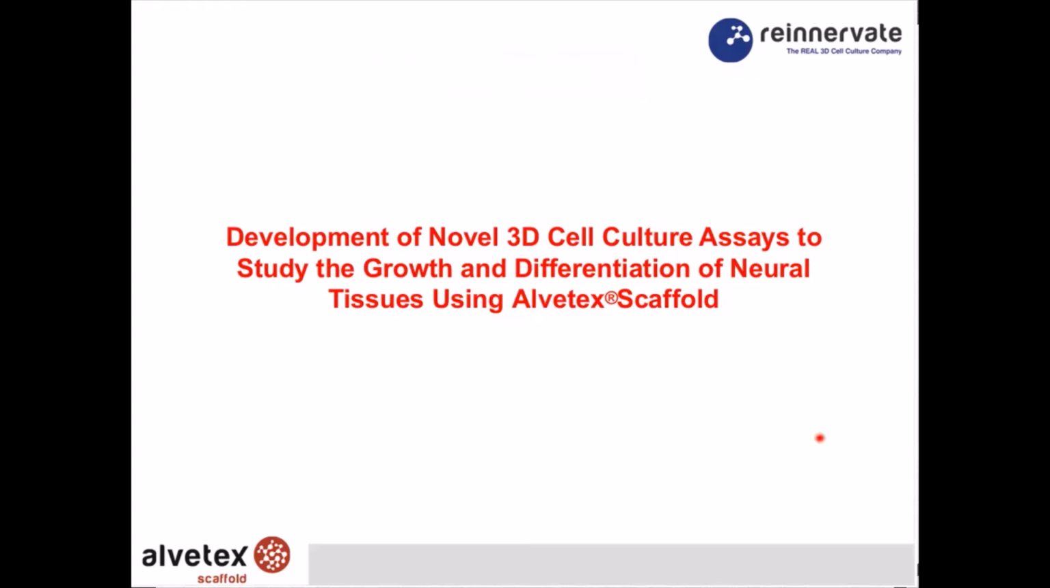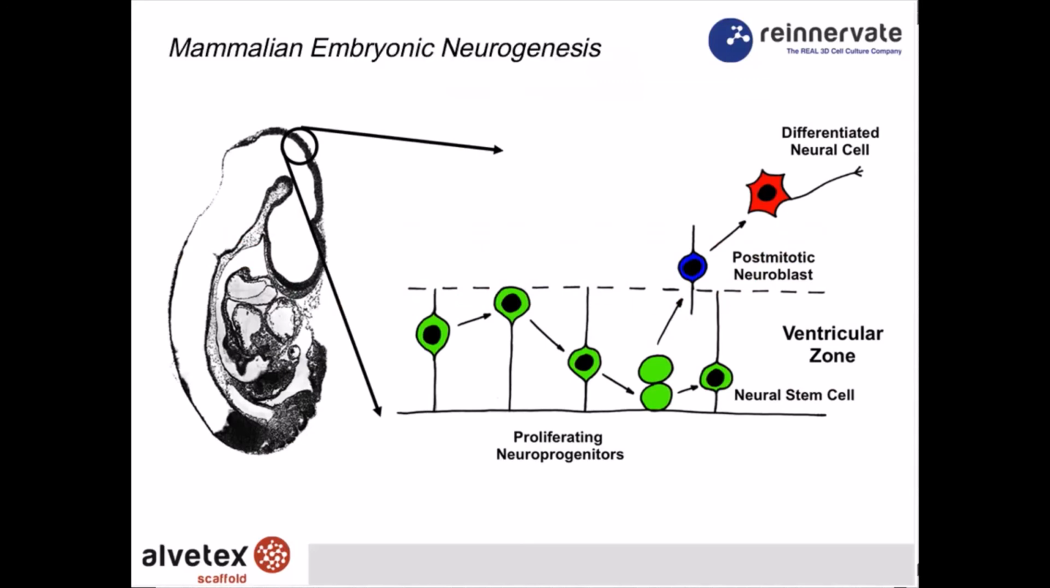So let's now move on to the focus of today's webinar, having introduced the technology, that is its application for the growth of neural tissues. So we've had a long-standing interest in mammalian neurogenesis. And what we have here is the embryo showing neuroepithelium, and that's then shown schematically, and in that neuroepithelium cells proliferate, they migrate, and they differentiate. So we've been working with these cells, and these are neuroprogenitors.